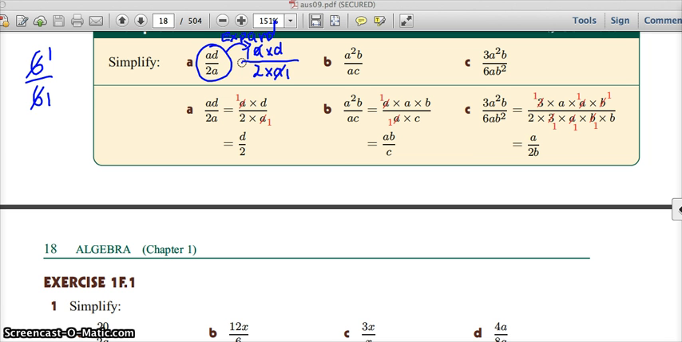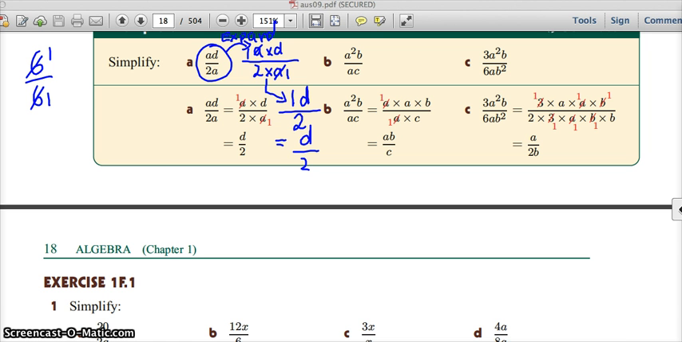So then we're in the process now of simplifying. 1 multiplied by D gives us 1D, and 2 multiplied by 1 gives us 2, which equals D over 2. Remember, we dropped the 1 when we're doing that. What did we do? We expanded them first, and then we're trying to simplify them.